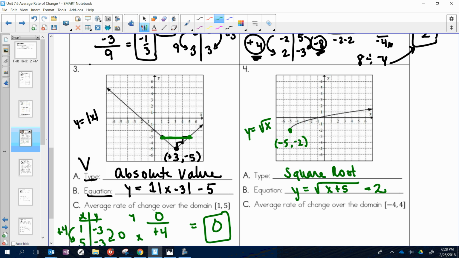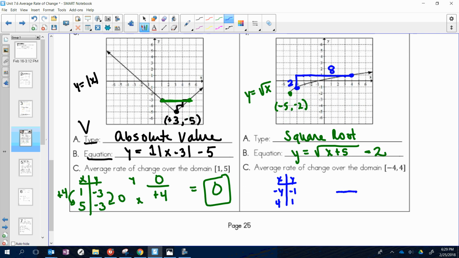Average rate of change from negative 4 to 4. Let's look at where those points are. Negative 4 is here, and 4 is here. So we could go rise, run, 2, 1, 2, 3, 4, 5, 6, 7, 8. Let's look at a table. I think I know what it is. We got negative 4 and 4. At negative 4, we're at negative 1, and at positive 4, we're at 1.